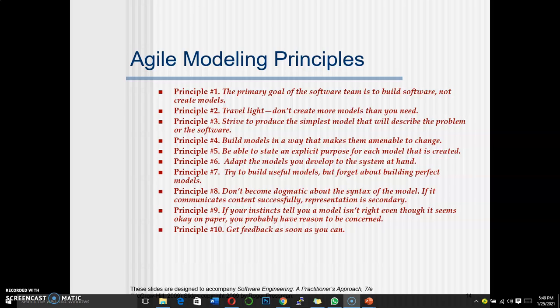Travel light. Don't create more models than you need, and you don't create unnecessary trouble for yourself. Strive to produce the simplest model that will describe the problem or the software. Build models in a way that makes them amenable to change. I've stressed it more in this class that plans change. Till you finish your project, you will always need to change plans.